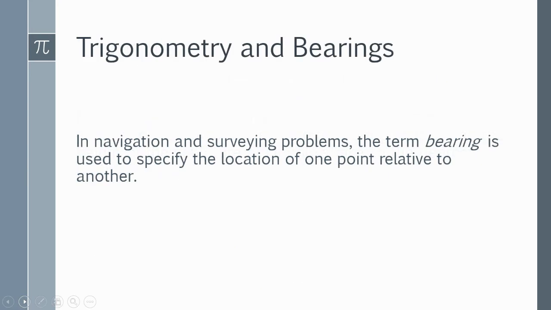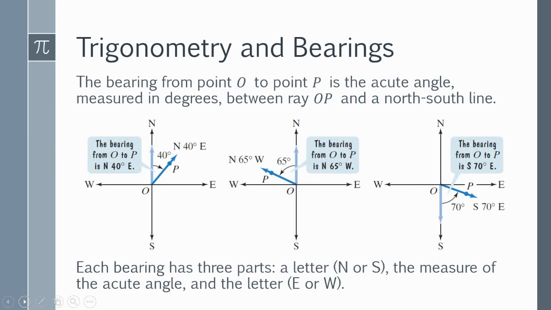All right, so now let's start talking about bearings. In navigation and in surveying, the term bearing is used to specify the location of one point relative to another. So in each of these pictures, the bearing is going from O to P. We always want it to be an acute angle, and we always want it to be measured on that north-south line. So essentially on like the y-axis, okay? Think about a compass, north and south, you're going up and down.